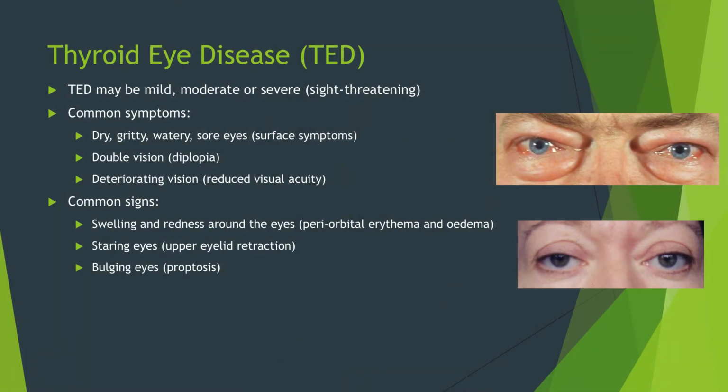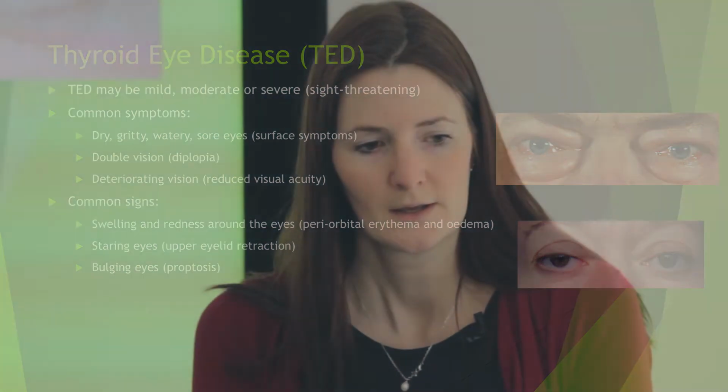Thyroid eye disease is classified as either mild, moderate, or severe and sight-threatening, and Professor Pearce will be talking a little bit about this classification later on. The most common symptoms that people report are dry, gritty eyes, watery eyes, and sore eyes, which we call surface symptoms. They may also complain of double vision, which is commonly called diplopia, and also sometimes deteriorating vision, where they're having difficulty, for example, reading small text, which we call reduced visual acuity.